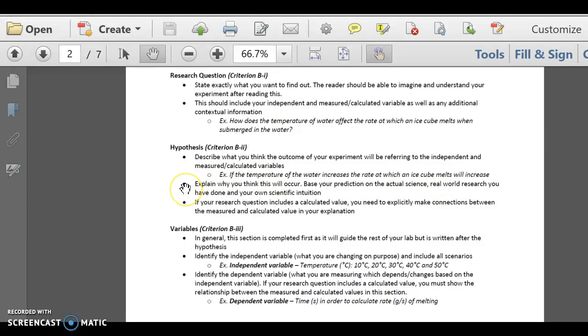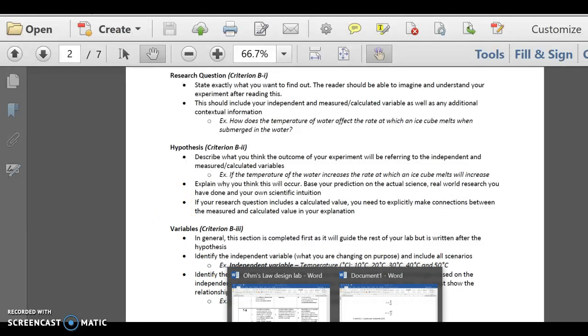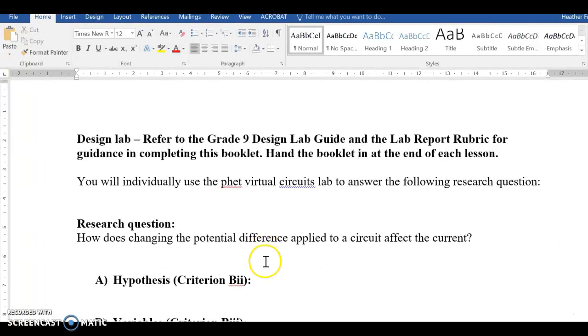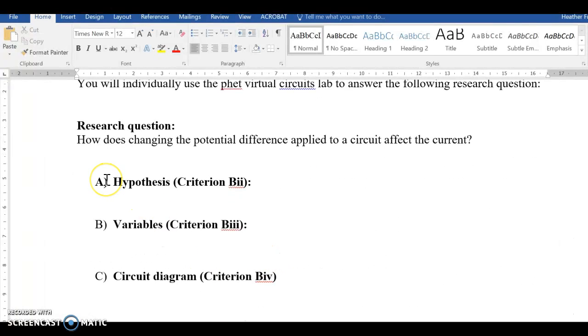And then again, explain why you think this will occur. Make that prediction based on actual science, real-world research you've done, and your own intuition, and some math in this case. And you're going to put it right into the report template right here in hypothesis.